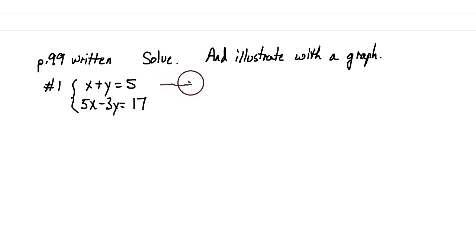I'm going to choose to eliminate the x terms by multiplying the first equation by -5. It will transform into -5x minus 5y equals -25. For the second equation, I'm going to keep it the same.